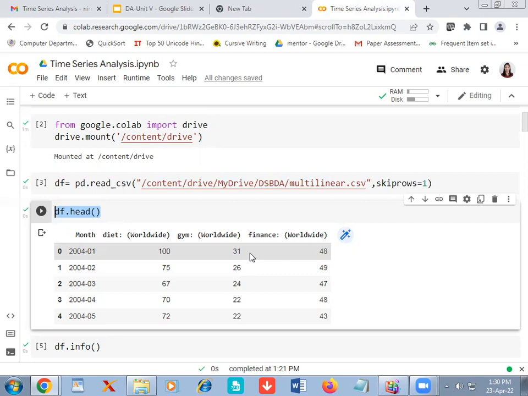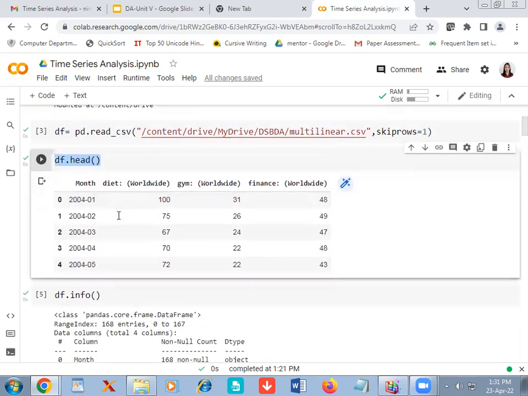As time moves on, in the second month the diet will be reduced to 75, gym will be reduced to 26, and finance will be increased to 49. So this type of data set we have. Now I want to find out how gym and diet are related to each other using time series analysis.